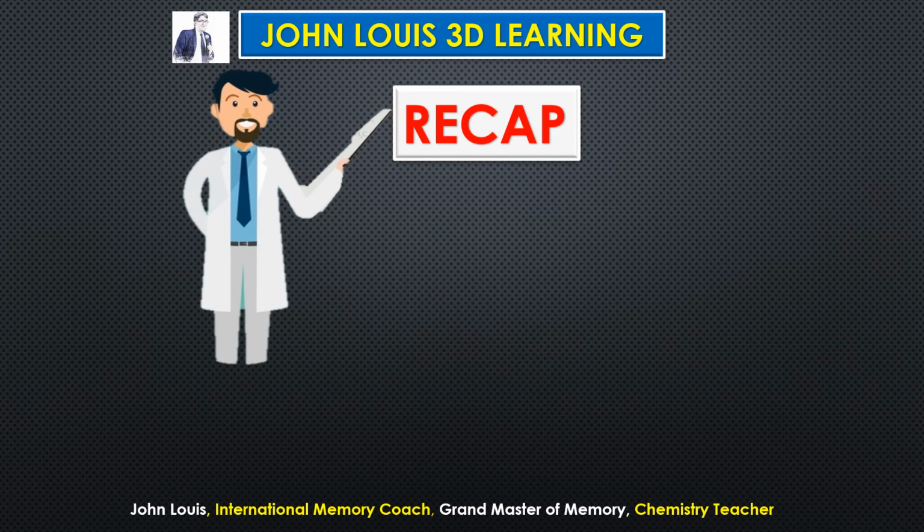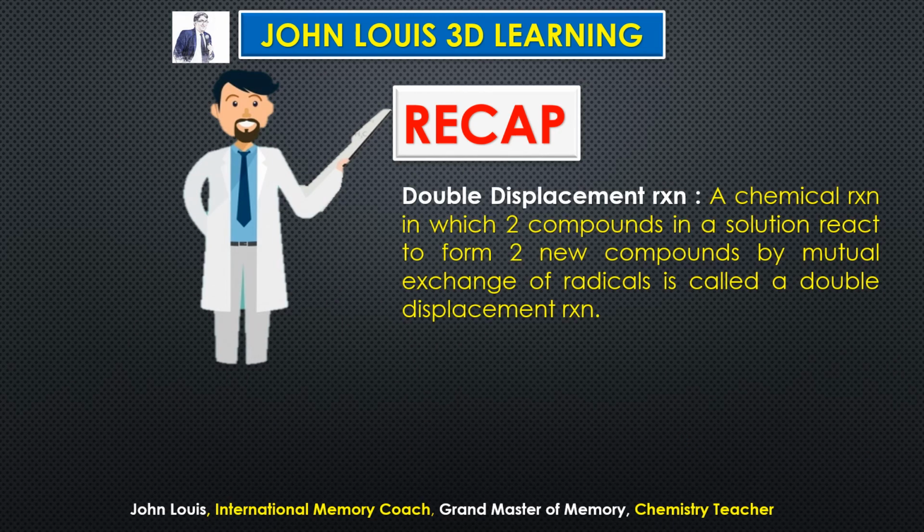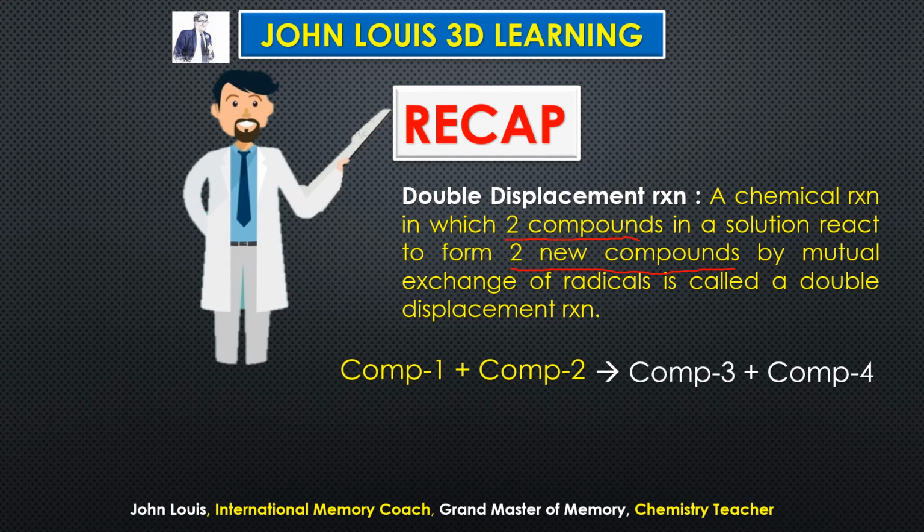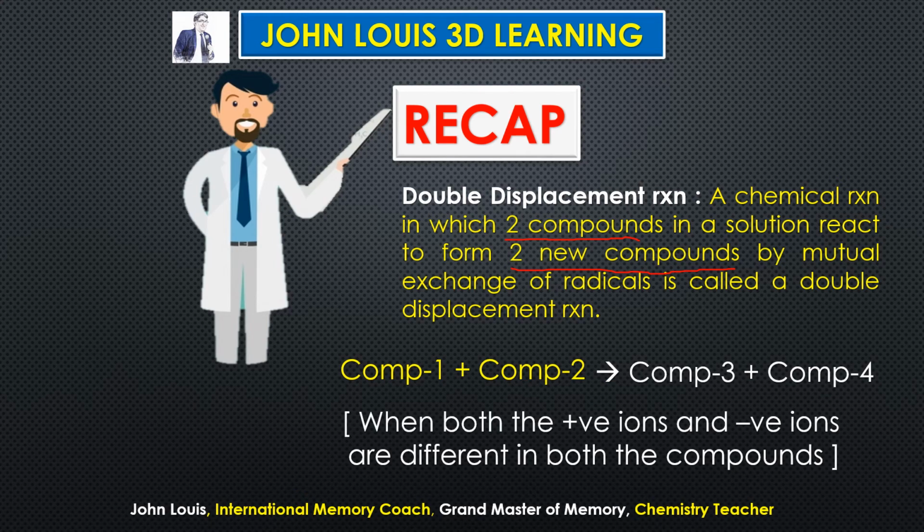Okay, now let's recap quickly. So what is meant by double displacement reaction? A chemical reaction in which two compounds in a solution react to form two new compounds by mutual exchange of radicals is called a double displacement reaction. So compound 1 plus compound 2 gives compound 3 plus compound 4. So when both the positive ions and negative ions are different in both the compounds, or you can remember all the 4 ions in the two compounds should be different.